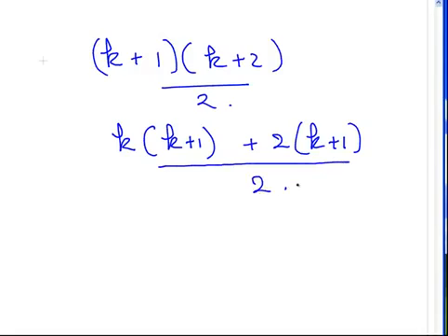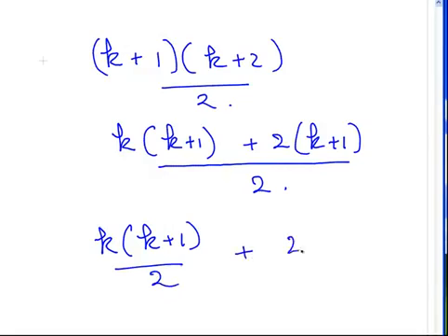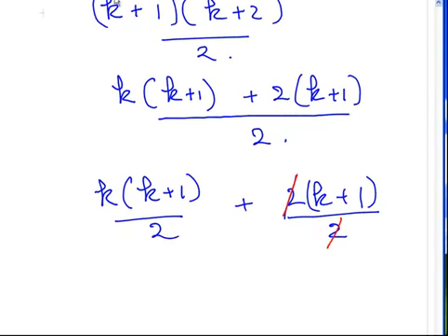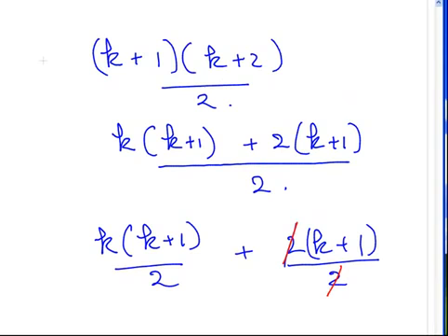And what I'm going to do now is split it up into two components: k times k plus 1 over 2, plus 2 times k plus 1 over 2. Here the k plus 1's cancel out. So what we have here is this expression: k times k plus 1 over 2, plus k plus 1. I'm just going to go to a new slide again.